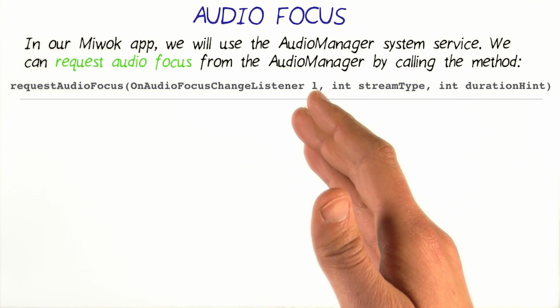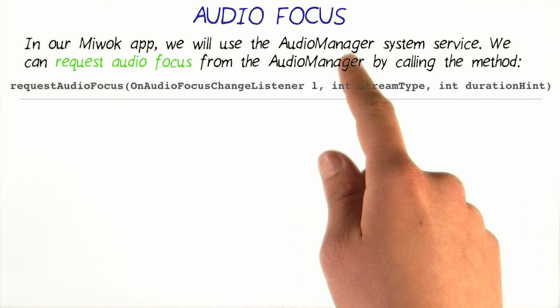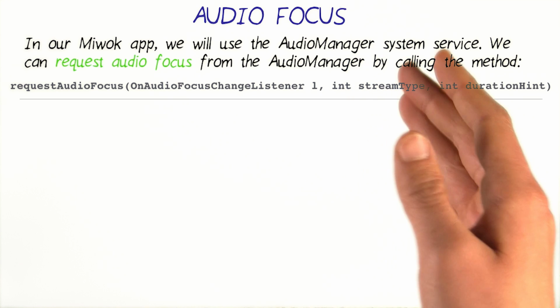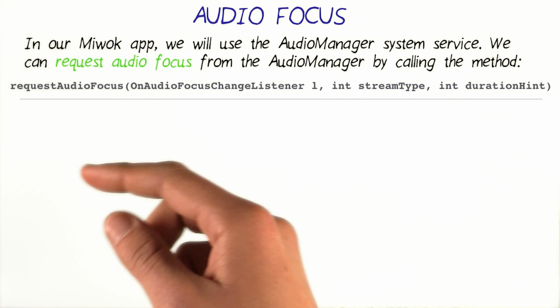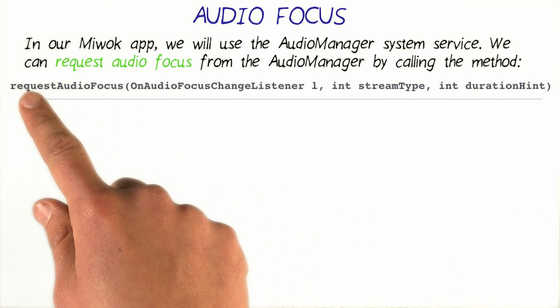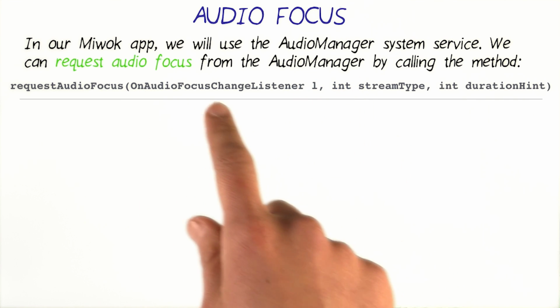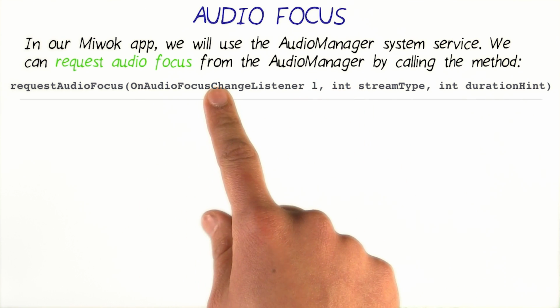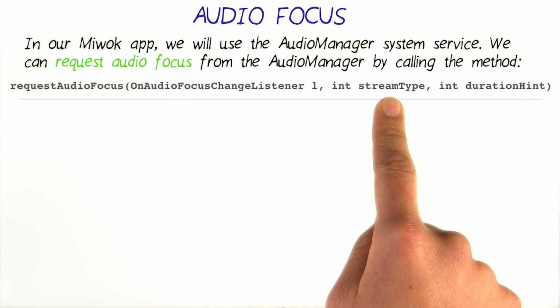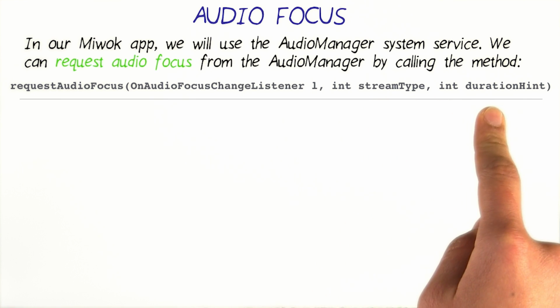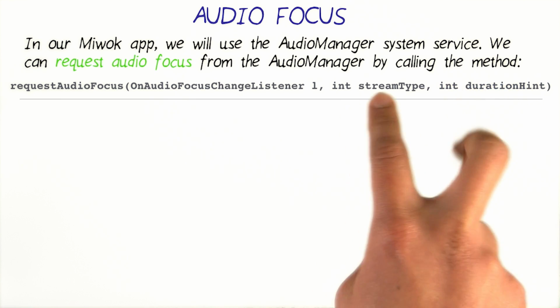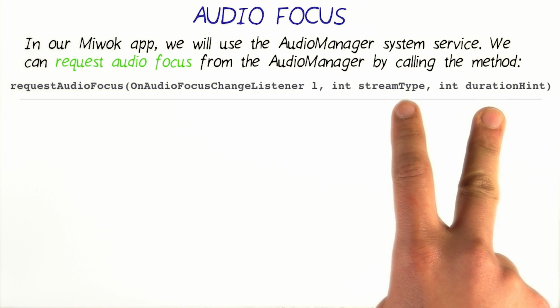Now let's start by requesting autofocus from the Audio Manager in order to begin playing the audio on the app. In the last quiz, we found that we need to call the request autofocus method, and it requires 3 inputs: an autofocus change listener object, a stream type, and a duration hint. So these last 2 inputs here, the stream type and the duration hint, are integers.